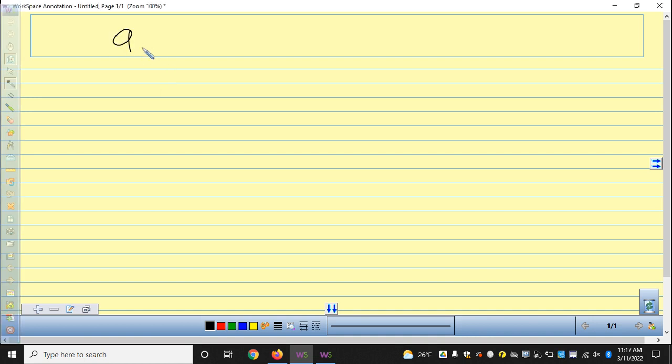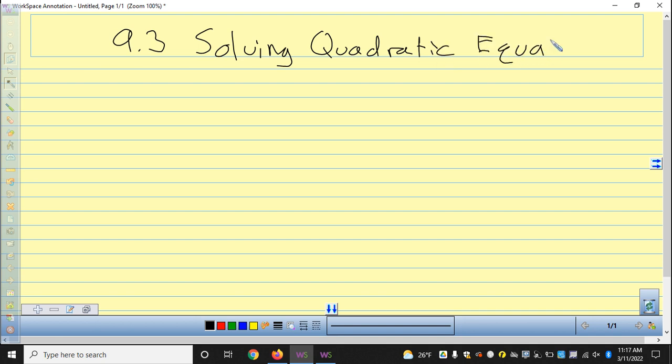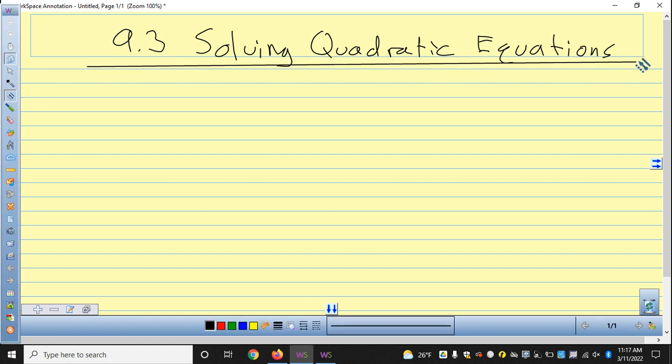All right, so we're jumping into section 9.3, and we're going to solve quadratic equations. So we've been talking about how we graph quadratic functions, some properties of quadratic functions the last few days. Today we want to solve equations.